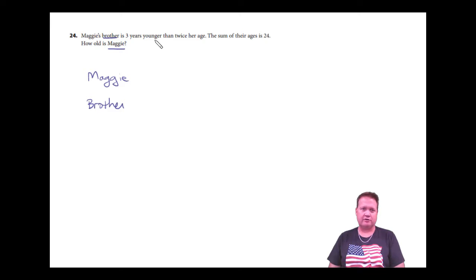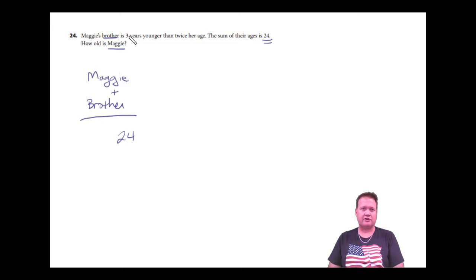Because it says Maggie's brother is 3 years younger than twice her age. That doesn't really tell me how old either of them is. But I do know this: if I add Maggie plus her brother, I get 24 years. Now there's a lot of ways that I can add something up and get 24. It could be 10 and 14, or 9 and 15, or 20 and 4, or 12 and 12. They could both be the same age. Those would all fit the bill, but I have another set of requirements to meet.